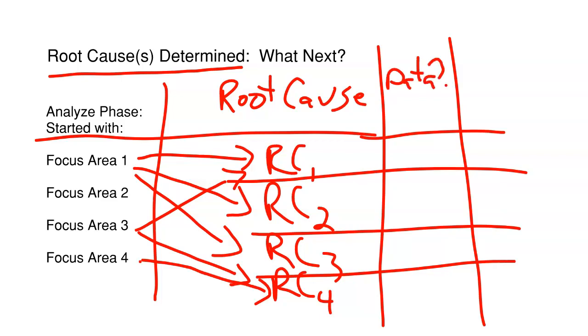Now, this could be qualitative data. It doesn't have to be quantitative data, but if it's quantitative, that's great. If it's both, that's even better. I want to make sure that there's some data that supports each one of these root causes. And if you're running a DMAIC style project, this will always be the case. We will always have data for each of these root causes.